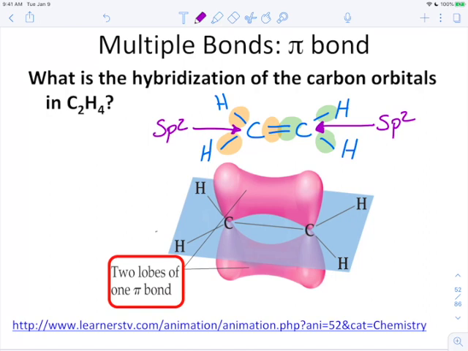By the way, on a test or quiz, I would never give you a picture like this to identify hybridization. I would always give you the Lewis structure because I think it's too difficult to look at that colored image and kind of sort everything out.